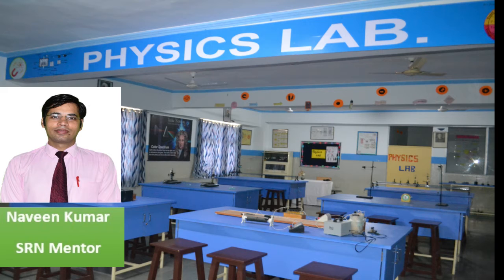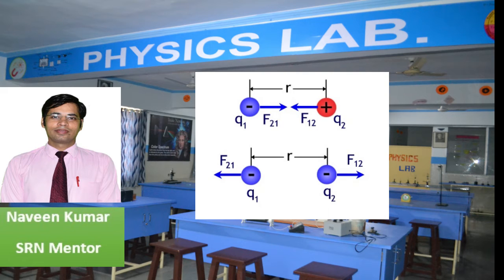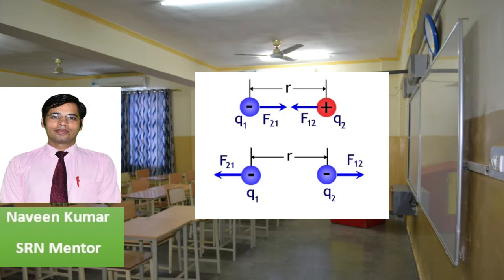The electrostatic force is directed along the line joining the two charges. If it is attractive, the charges have unlike sign, and repulsive if the charges have like sign. Let Q1 and Q2 be two point charges separated by a distance r in the vacuum as shown in the figure. Then, according to Coulomb's law, the magnitude of the force on the charge Q2 due to Q1 is F21, and this is given by F21 equals K Q1 Q2 divided by r squared. So F21 is always directed from Q1 to Q2.